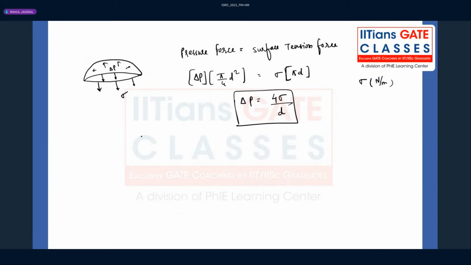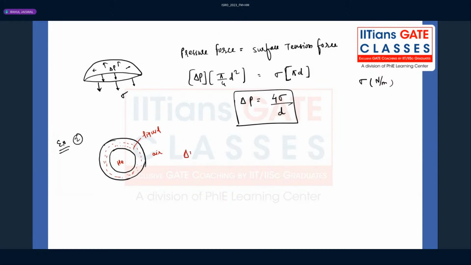What will happen when I consider a two liquid droplet? Let's say, for example, example number 2. A double droplet, just like a soap bubble. So here I'm considering, let's say, helium. Here we have a liquid, and outside we have air.